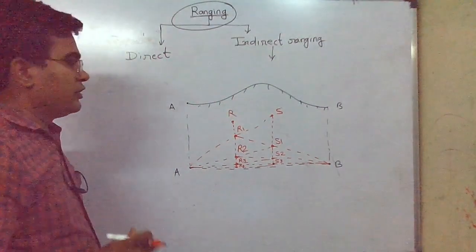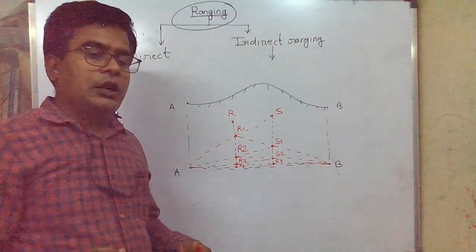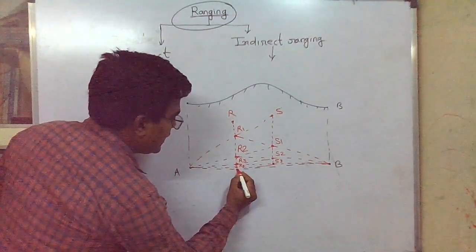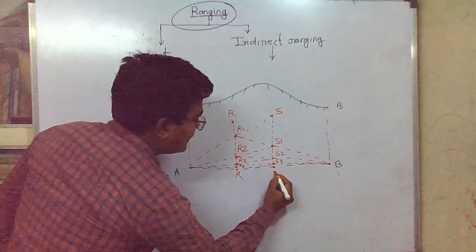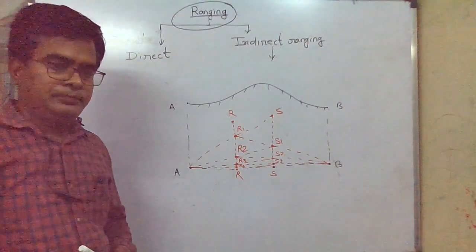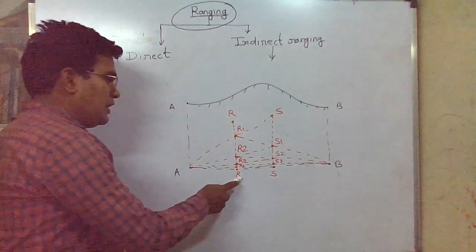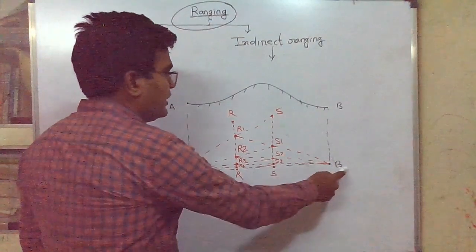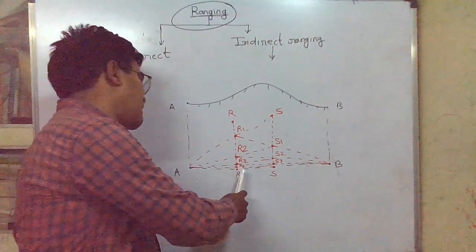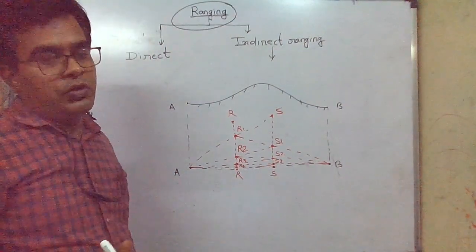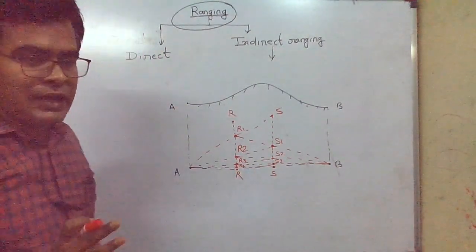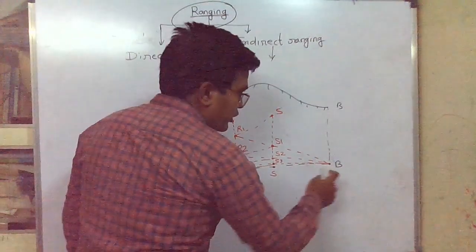Like that, this procedure will continue until points A, R, S and B come in a straight line. Got it? Until R, S, A and R, S, B are in a straight line, the chainman at S and the chainman at R direct each other to move in a straight line. Got it? म्हणजे आपण इथे काय केलं, these two stations are not directly visible.